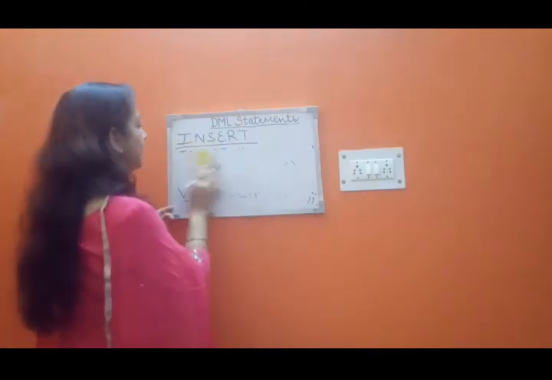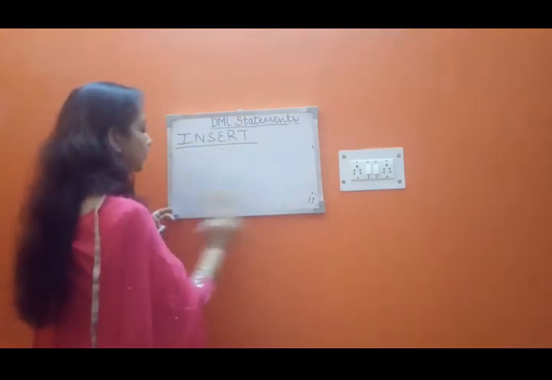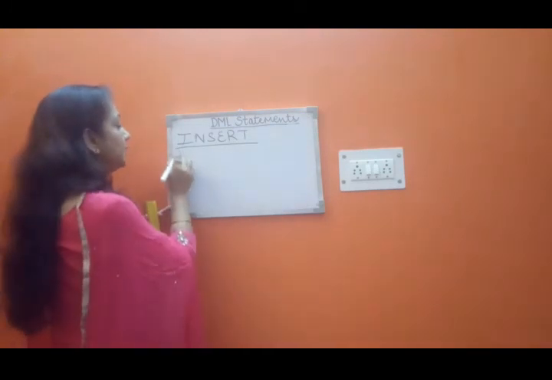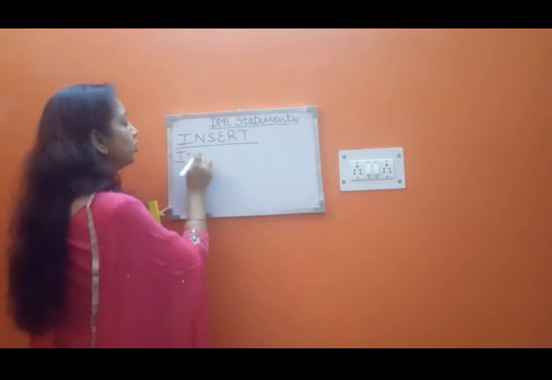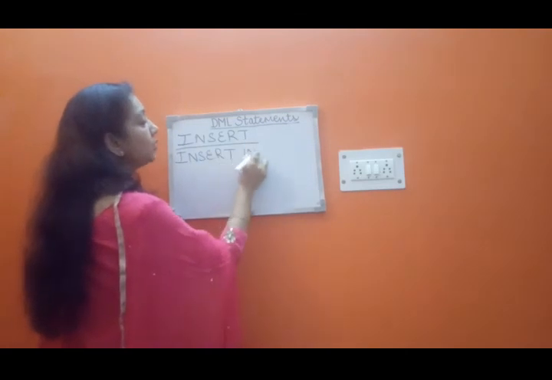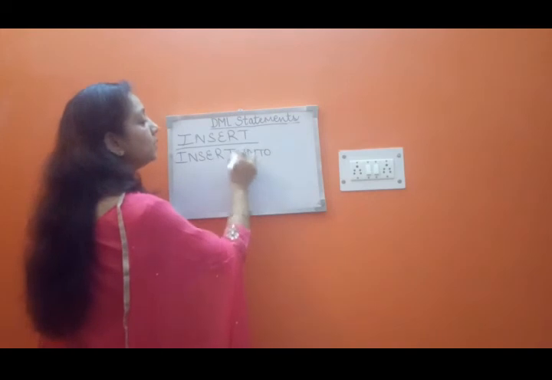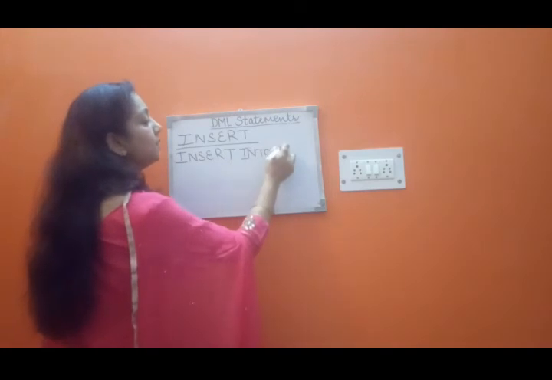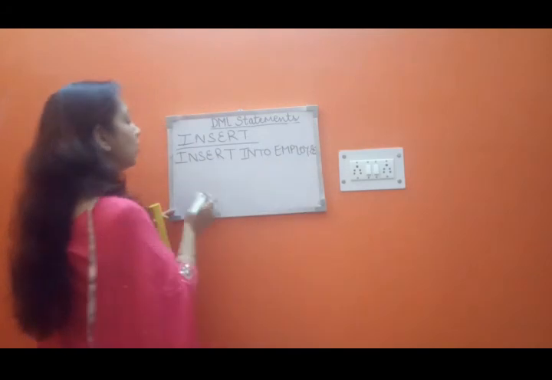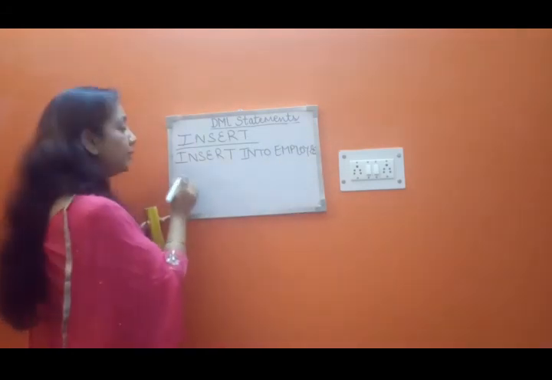Now I'll give you an example. Suppose into an already existing table employee, I want to insert some new attributes or new columns. How will I do that? Insert into. What is the name of my table? My table's name is employee. Okay. Now what are the columns that I want to insert?